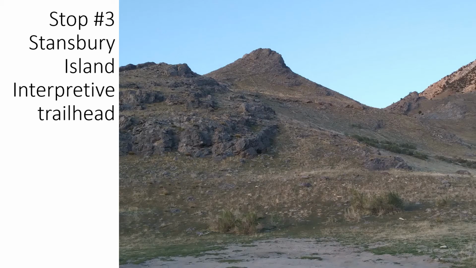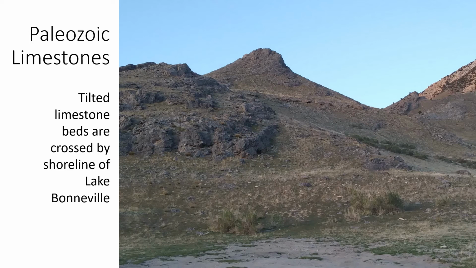Continue driving north to get to stop 3, which is by the Stansbury Island Interpretive Trailhead. In the area just north of the trailhead, you'll see that there are several layers of Paleozoic limestones that are tilted, as we see here. Now, going a different way, we have a shoreline from Lake Bonneville that we see highlighted there.